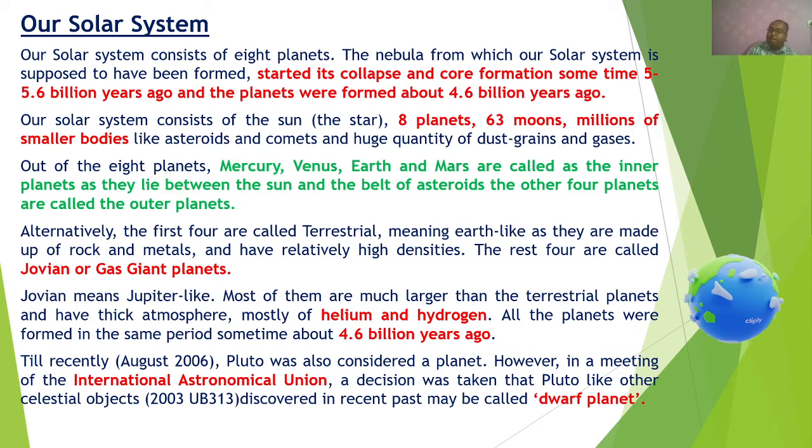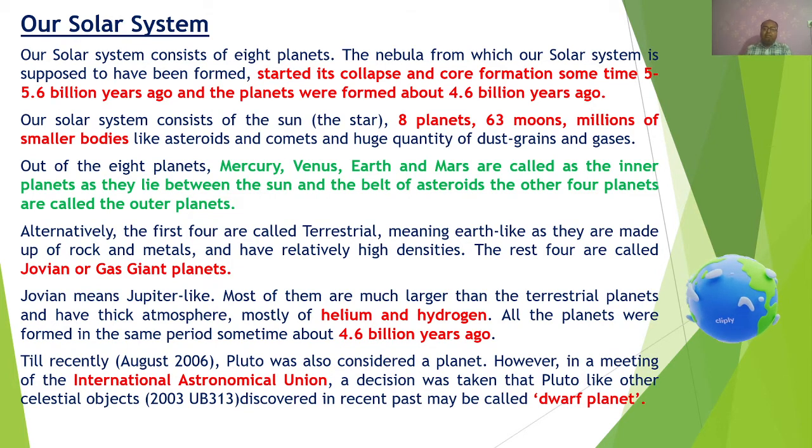Jovian means Jupiter-like. Most of them are much larger than the terrestrial planets and have thick atmospheres, mostly of helium and hydrogen. All the planets were formed in the same period, about 4.6 billion years ago.